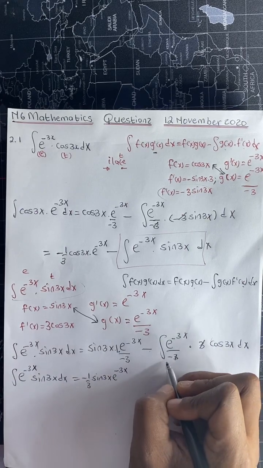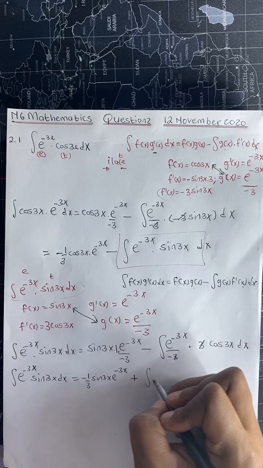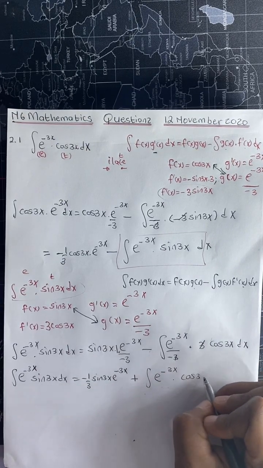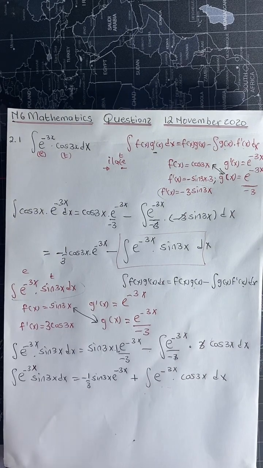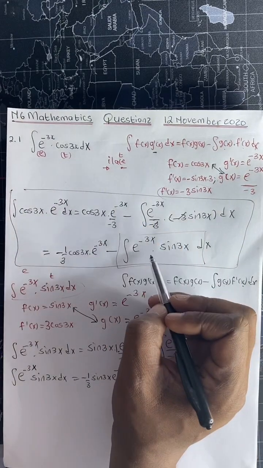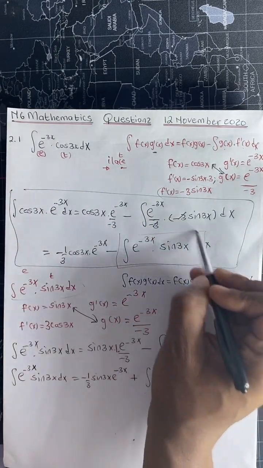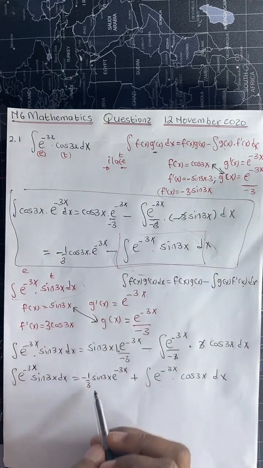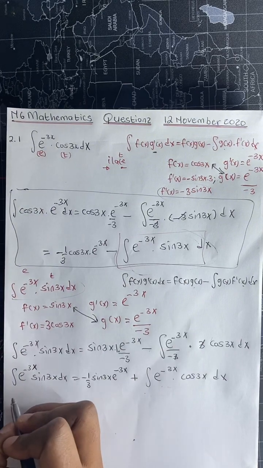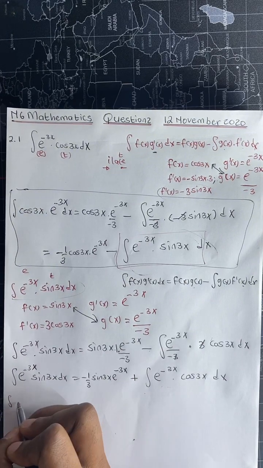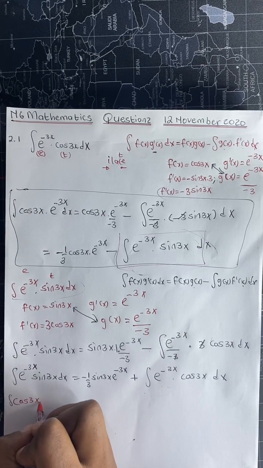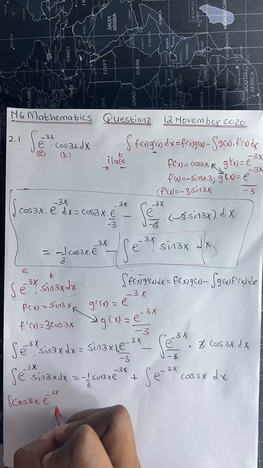That negative multiplied by that negative will be positive. The integral of e to the power negative 3x multiplied by cos of 3x dx. So originally we had that integral, and we went outside of that integral to look for the integral of that, and the integral of that equals this. So we can go back to our original integral, the integral of cos 3x e to the power negative 3x dx.